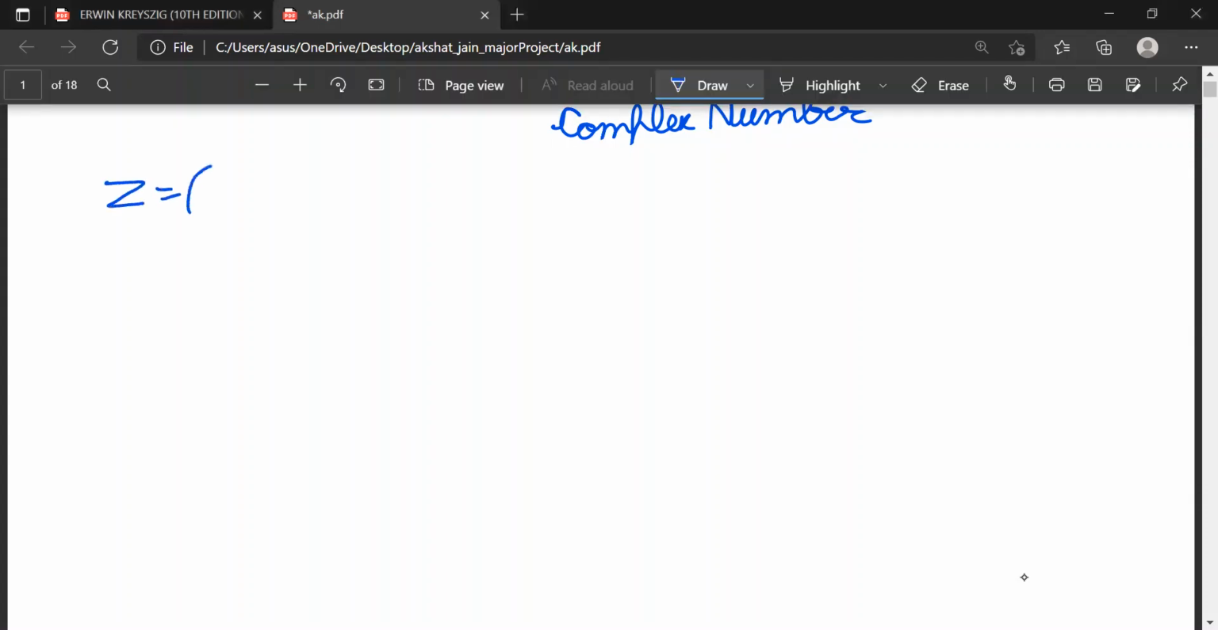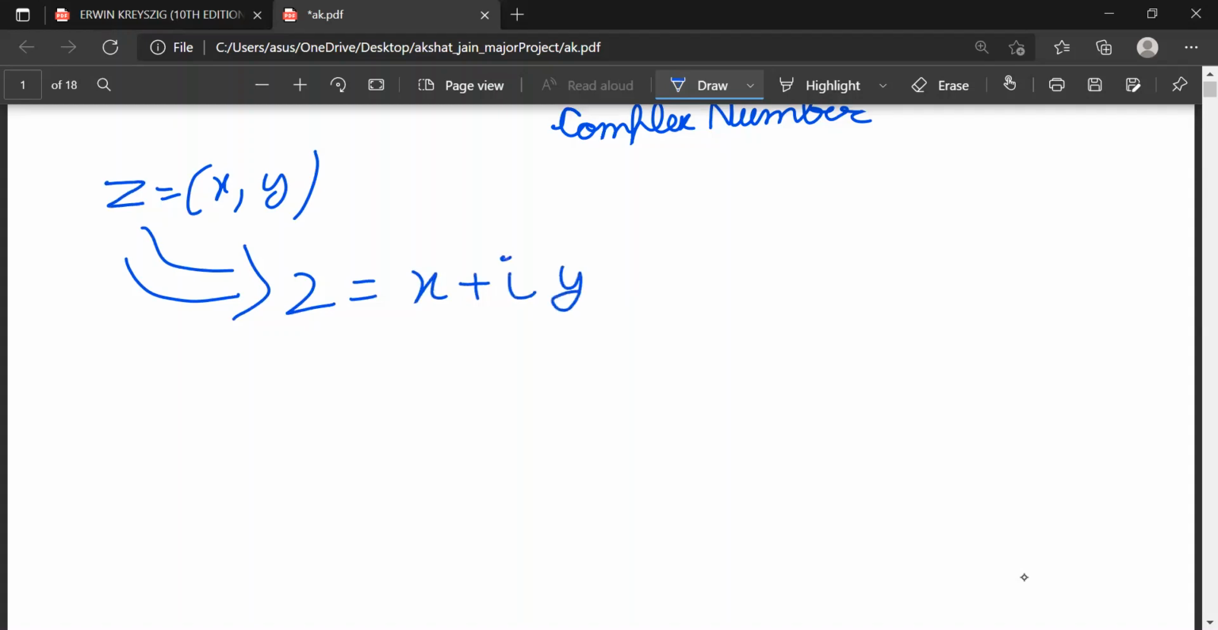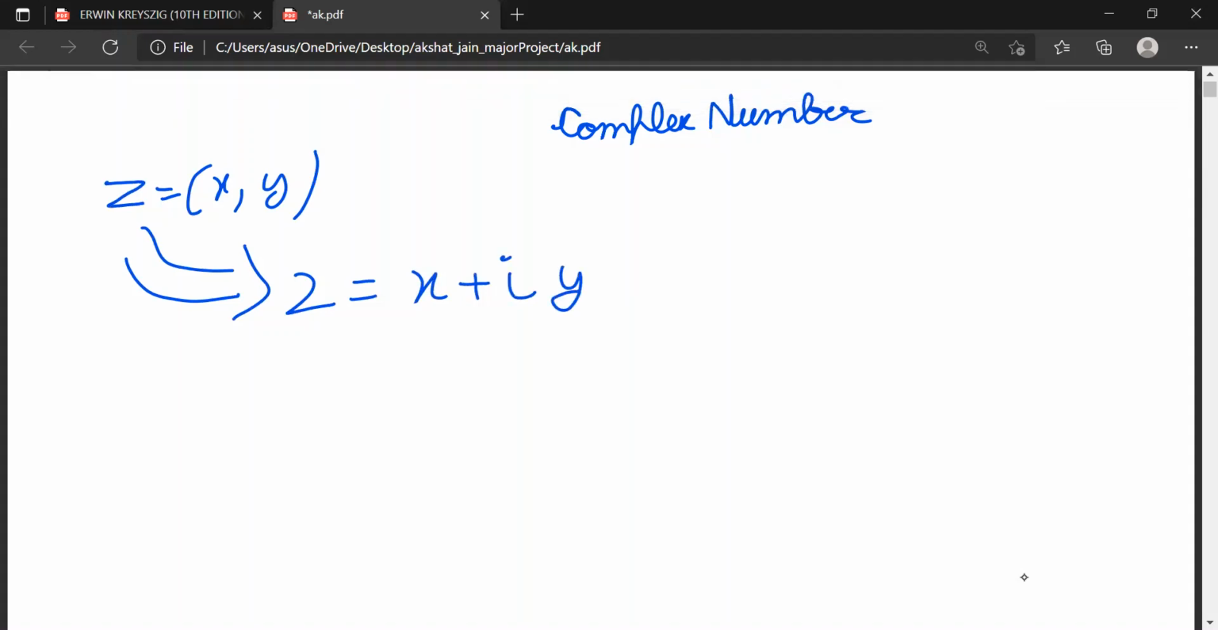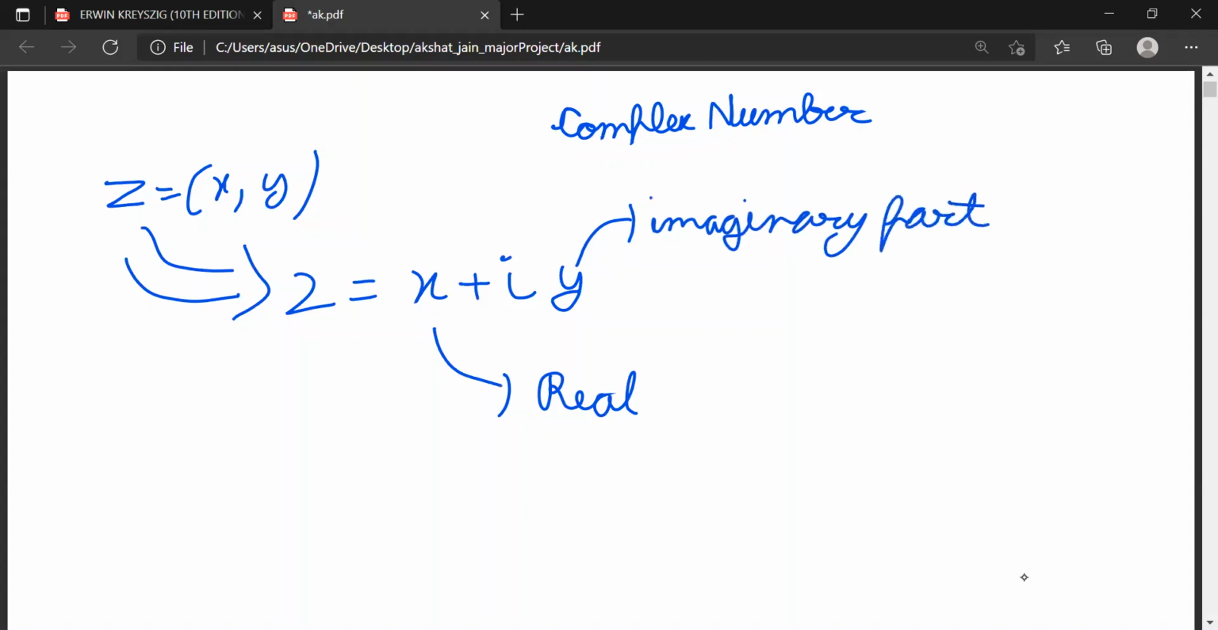Z equals x plus iota y, in which x is the real part and y is known as the imaginary part. So now we will read its geometrical notation.